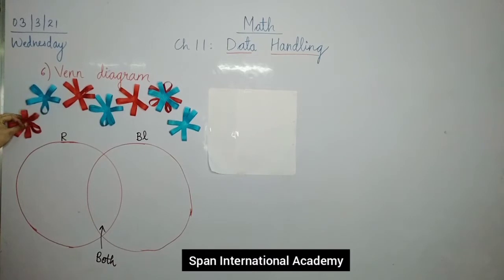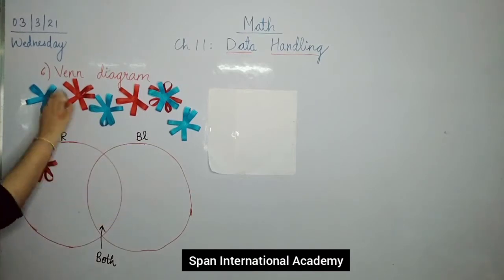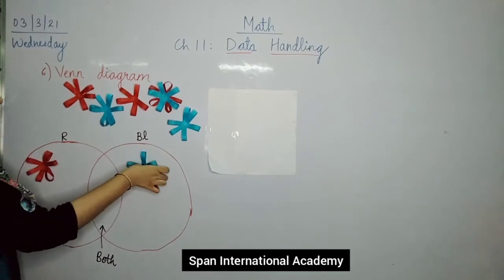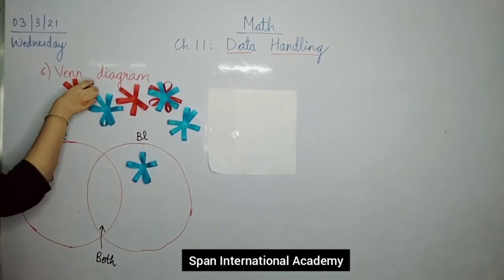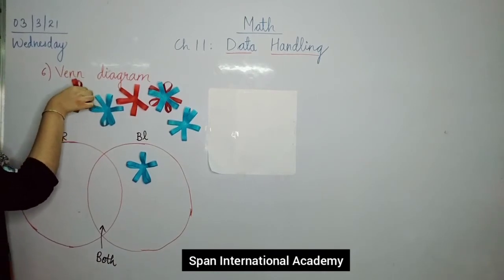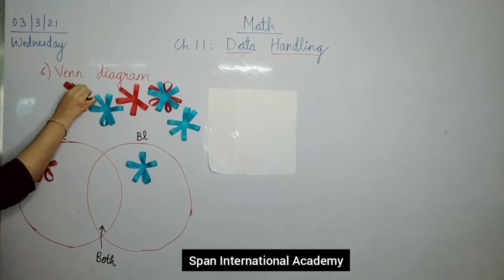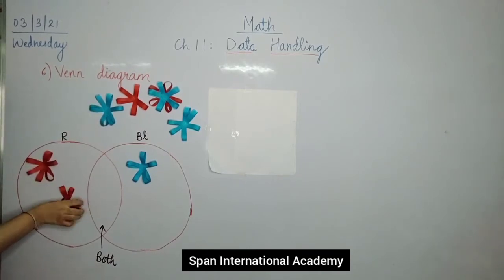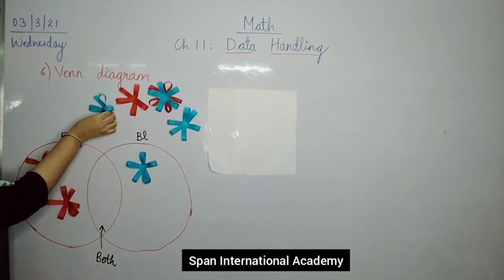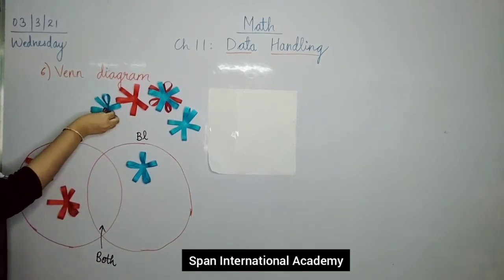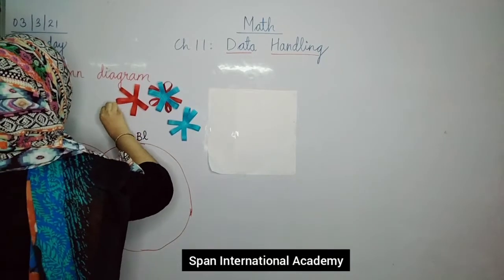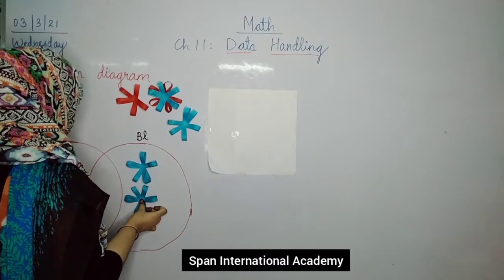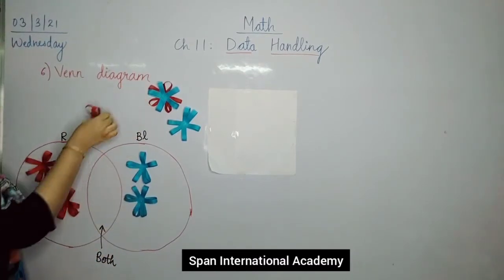The red flowers will come in the red circle. So this one comes here. The next one is blue. Where will blue go? Here or here? You are right. It's going to come here. Then again, we have a red color flower, so that will come in the first circle. Then we have a blue one. The blue flower, we are going to put it in the blue circle. Then the red one goes in the red.